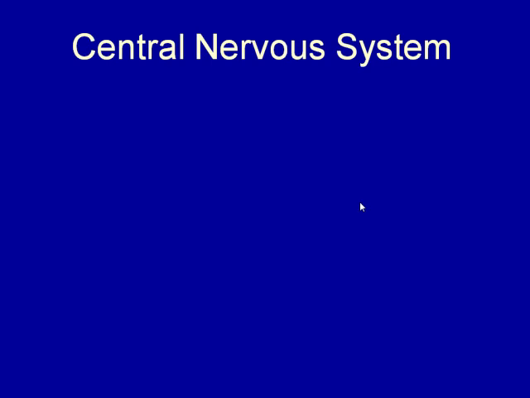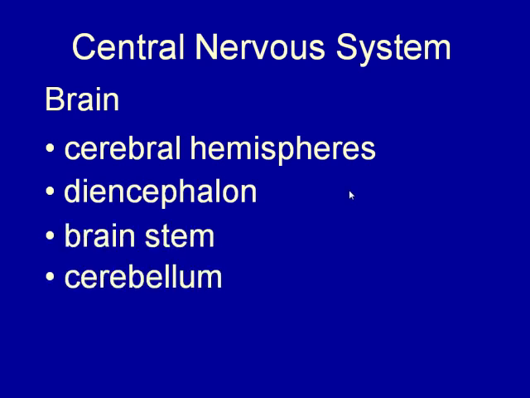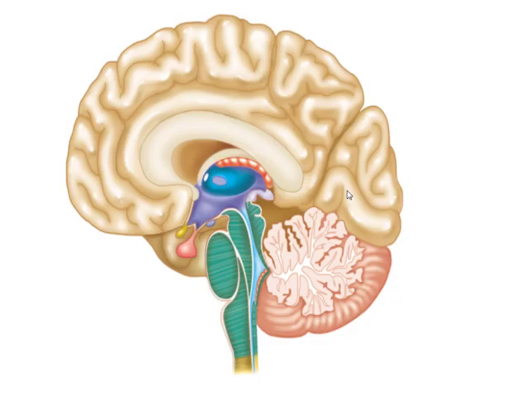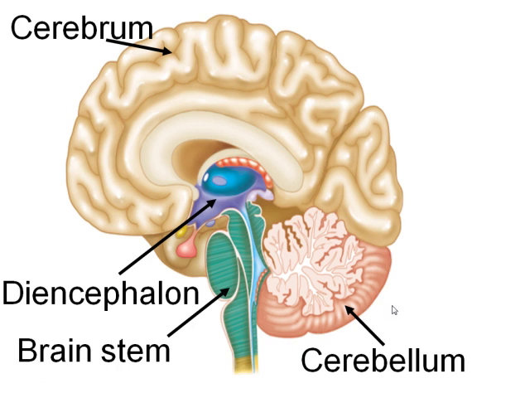The central nervous system is composed of 2 major parts. The brain, which has 4 major divisions, the cerebral hemispheres, the diencephalon, the brainstem, and the cerebellum, and the spinal cord. As we look at this cross-section of the brain, the cerebrum is this large superior portion. The diencephalon is located here, sort of in the center of the brain. The brainstem is up under everything else here. And the cerebellum is here behind the brain and up under the cerebrum.